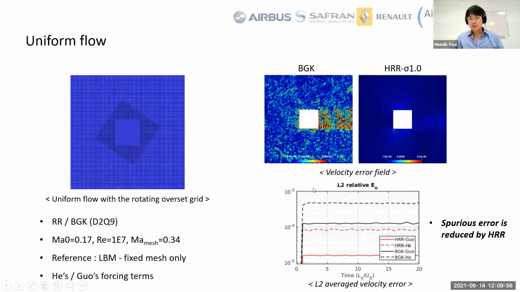And this graph shows quantitative values. At different forcing terms here, forcing term means the discrete forcing term to actualize the fictitious force at each collision and streaming time step. And at different forcing terms, it shows the HRR model gives less error compared to the BGK.